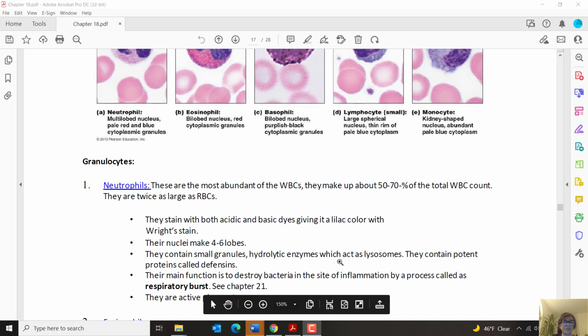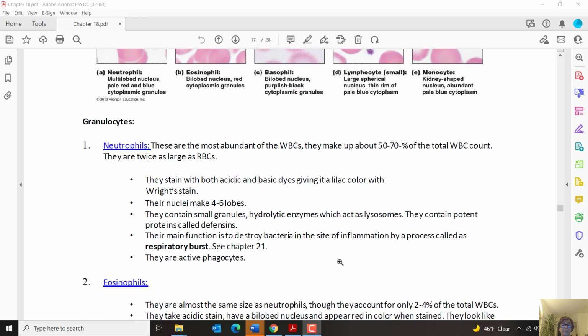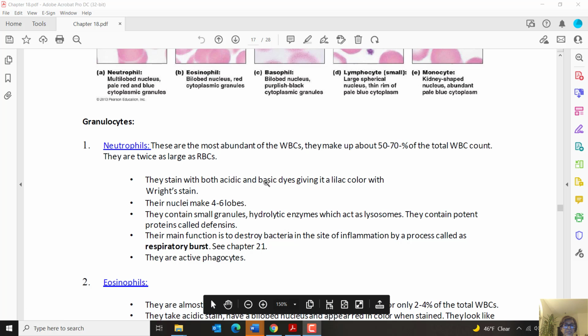When we look at the neutrophils, they are the most abundant. They make about 50 to 70% of the total WBC count. They are twice as large as red blood cells. They are multi-lobed. They stain with both acidic and basic dye, giving that purple color. Their nuclei form about 4 to 6 lobes, and they contain small granules which act like lysozymes.